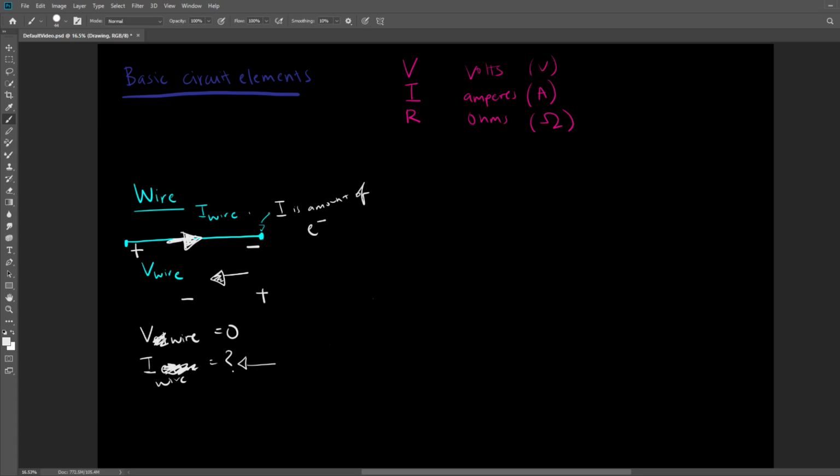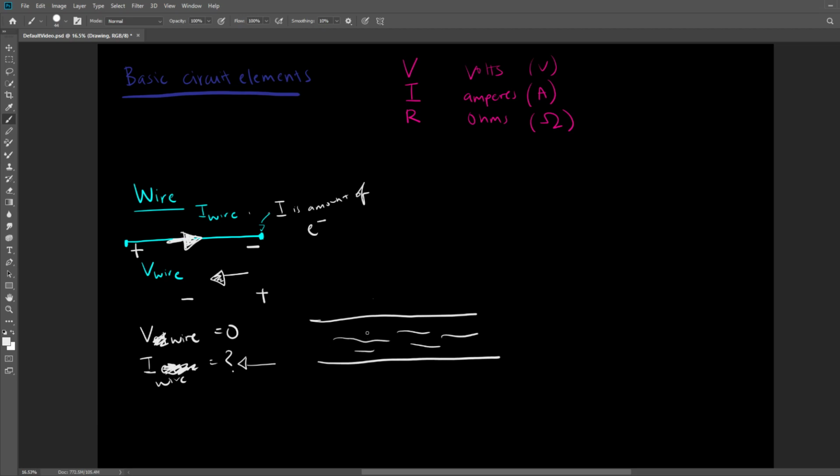Now, why is V wire equal to 0? Why is it 0? Well, V volts is really a representation of potential. And what they mean by potential is, in my mind, I like to think of it as energy. So if we think of a current as like water, I like to think of a river. So imagine I have a river, and I got some water flowing through it.